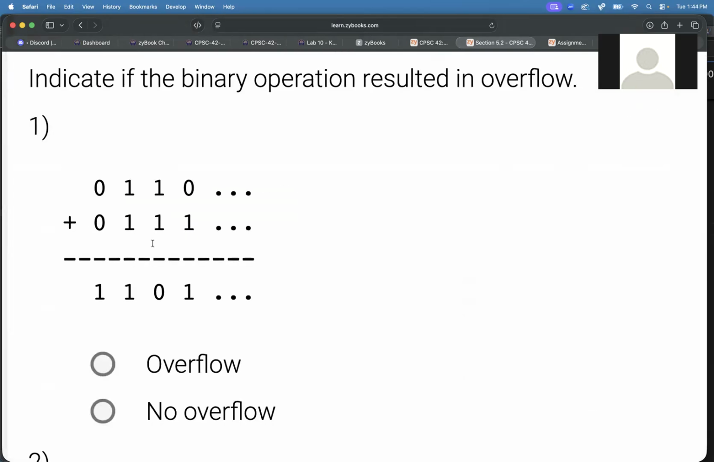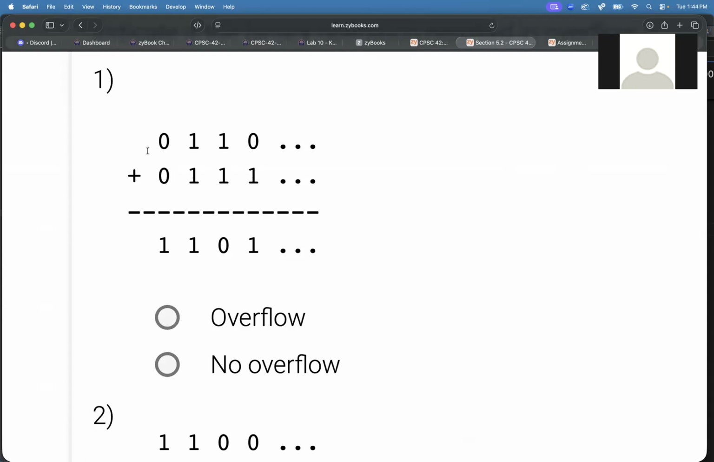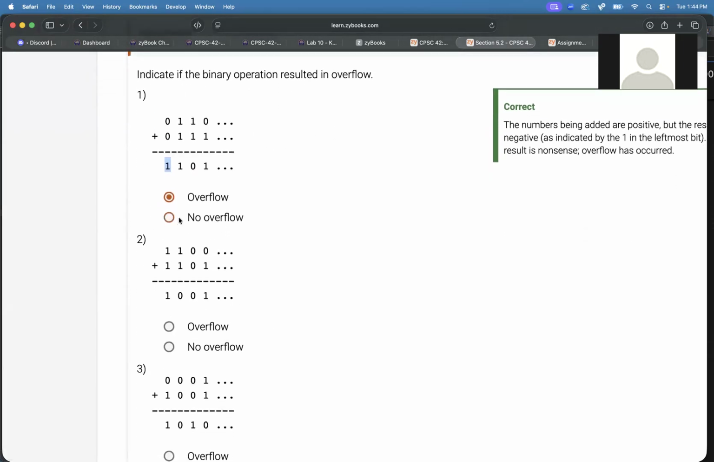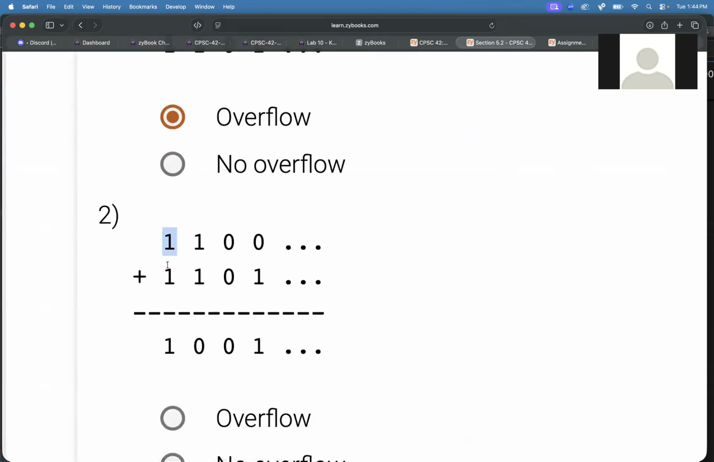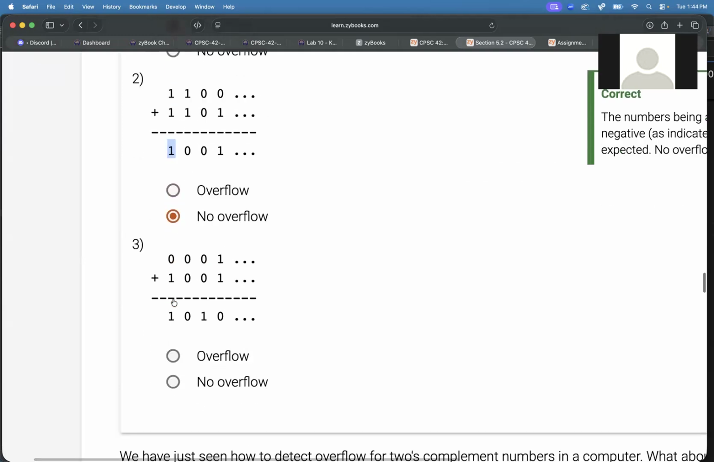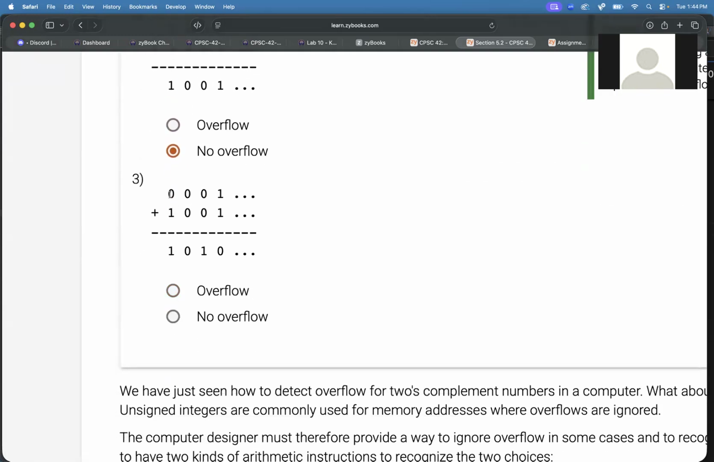So if you were looking at this right here, without looking at the whole numbers, you should be able to look at the top one and say, well, it was positive and positive. But then the first bit is 1, indicating a negative number, so there must have been overflow, right? On this one, if you have a negative and we ended up with a negative, that's correct, right? So no overflow.